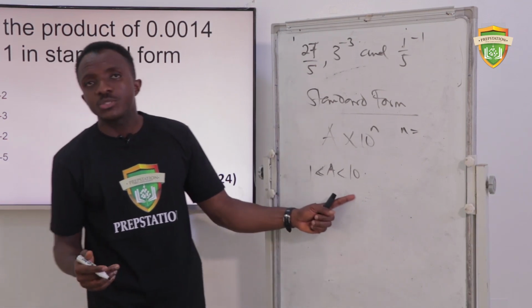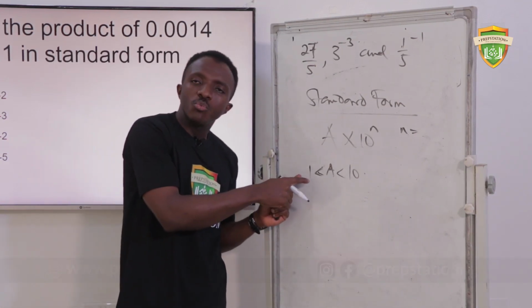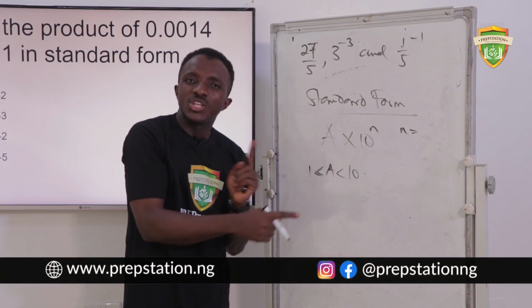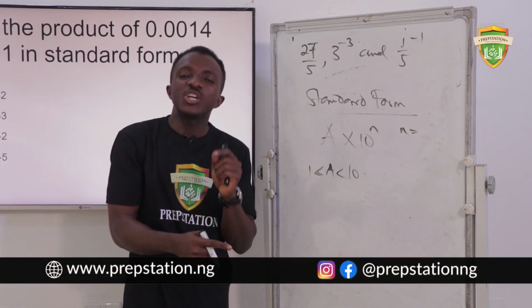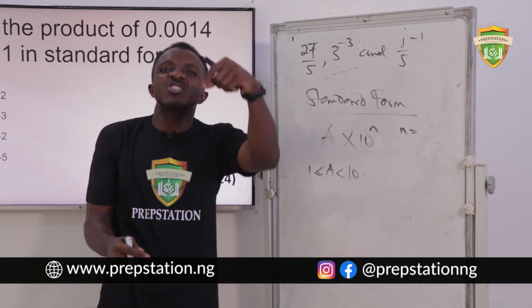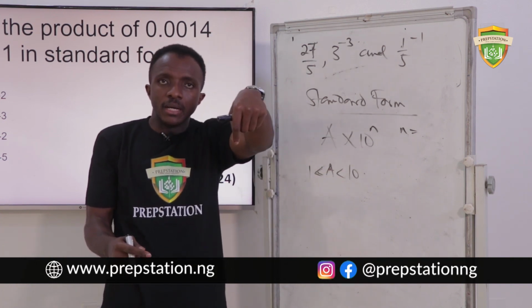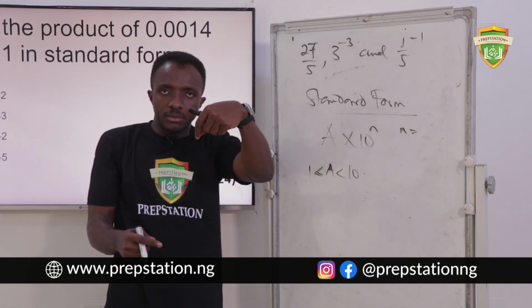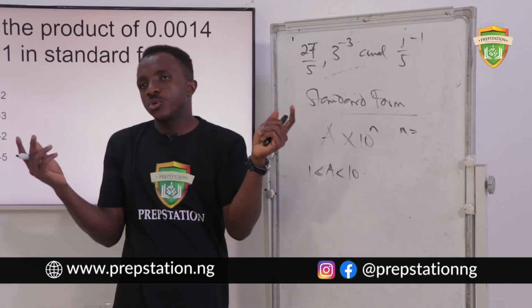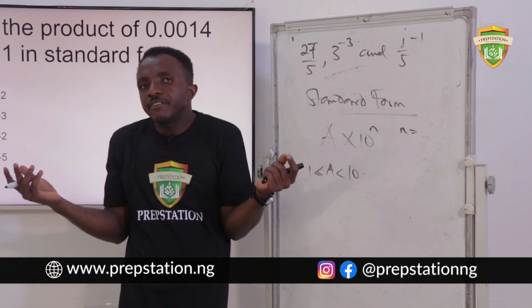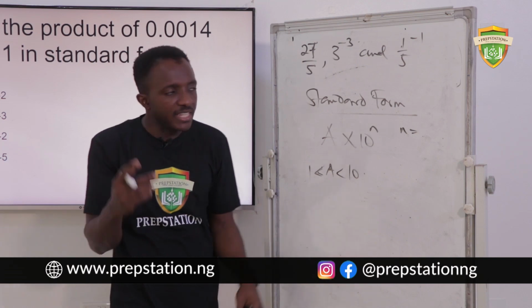But here there's a limit to the A. A has to be between 1 and 10. It doesn't go more than 10. It doesn't even go up to 10. It has to be less than 10. And it doesn't go below 1. So take note of that. But n has no limit. And n can be positive or negative. Please take note of that.